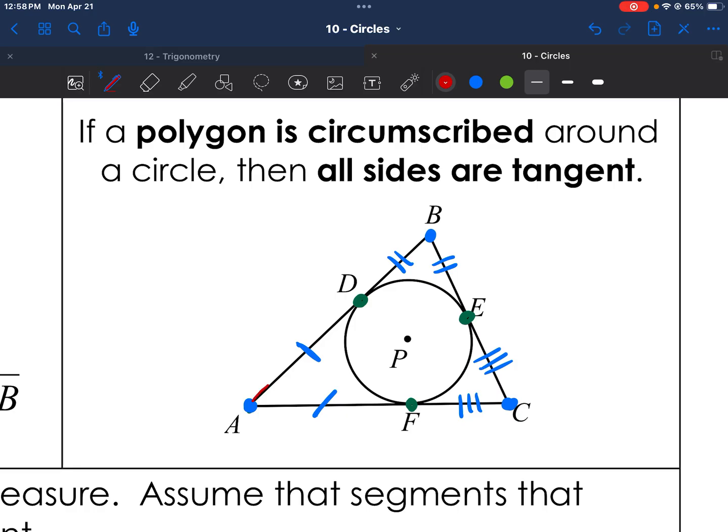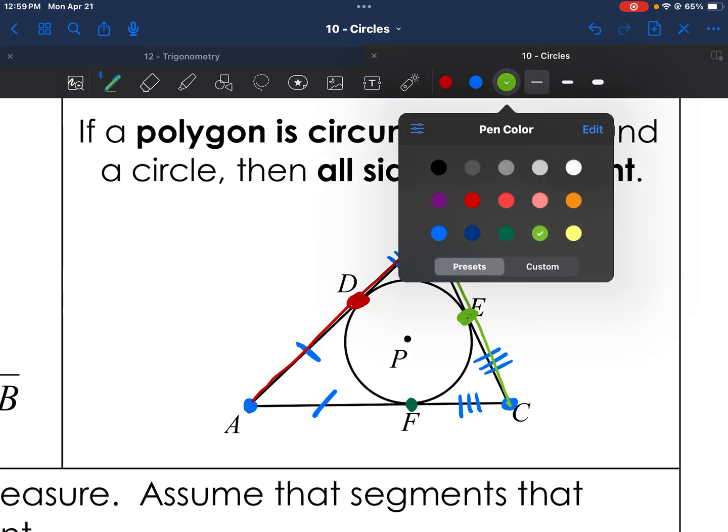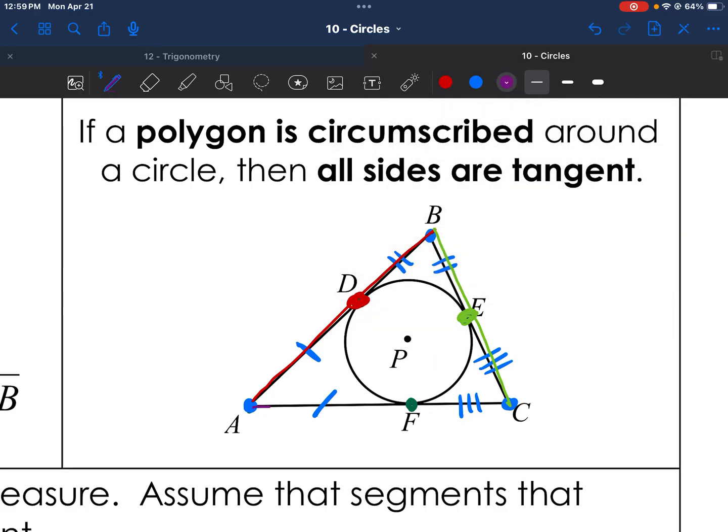So we had triangle AB. So we had side AB. It met the circle at point D, and it became tangent to it. We had side length BC, met the circle at point E, and became tangent to it. It hit it once and it went away. Side AC hit the circle at point F, and again, it's tangent to it.